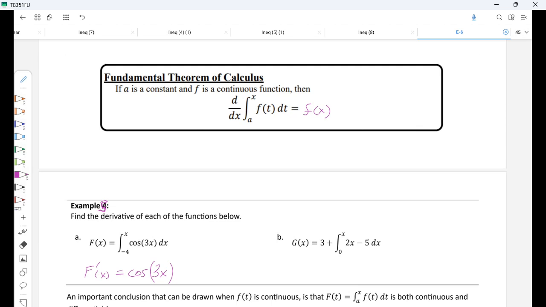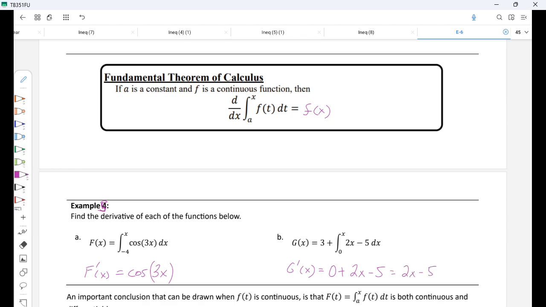No chain rule stuff, none of that when you're working with an accumulation function. It's just too easy. Letter B, is capital G of x, tricky question, itself an accumulation function? No. But is the second part of it an accumulation function? Correct. So G prime of x is the addition of 2 derivatives. What's the derivative of 3? 0. And then the derivative of that accumulation function from 0 to x of 2x minus 5 is just, too easy, 2x minus 5.